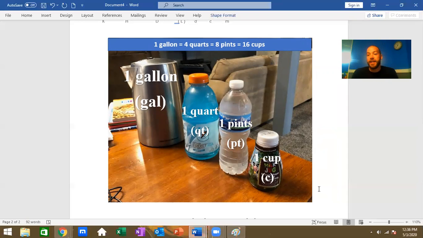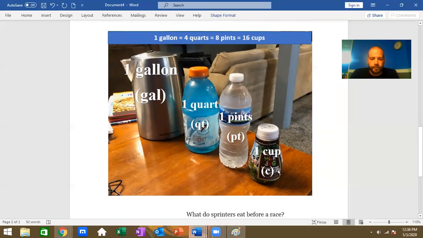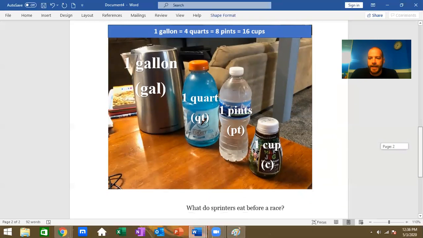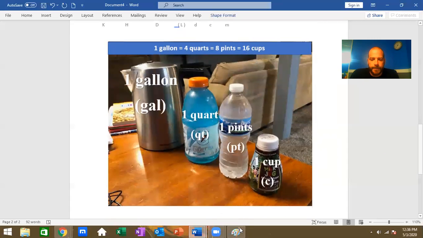So how many cups does it take to make a gallon? Well, it takes 2 of these to make one of these, 2 of these to make one of these, 4 of these. So multiplied by 2, by 2, by 4, 16. So it takes 16 cups to make a gallon. Cool? All right. Now, I'm going to teach you a little trick to remember that.